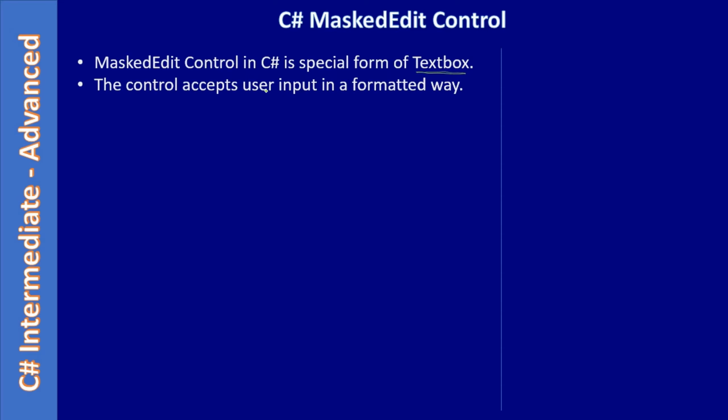The control accepts user input in a formatted way. In a text box, the user can feed the input in any manner. That means when they are feeding the input, they can put 2 spaces or they can put a comma. Whatever way they want, they can feed the input. But here in MaskedEdit Control, we can control the user input format. So that's why we are saying MaskedEdit Control accepts the user input in a formatted way.